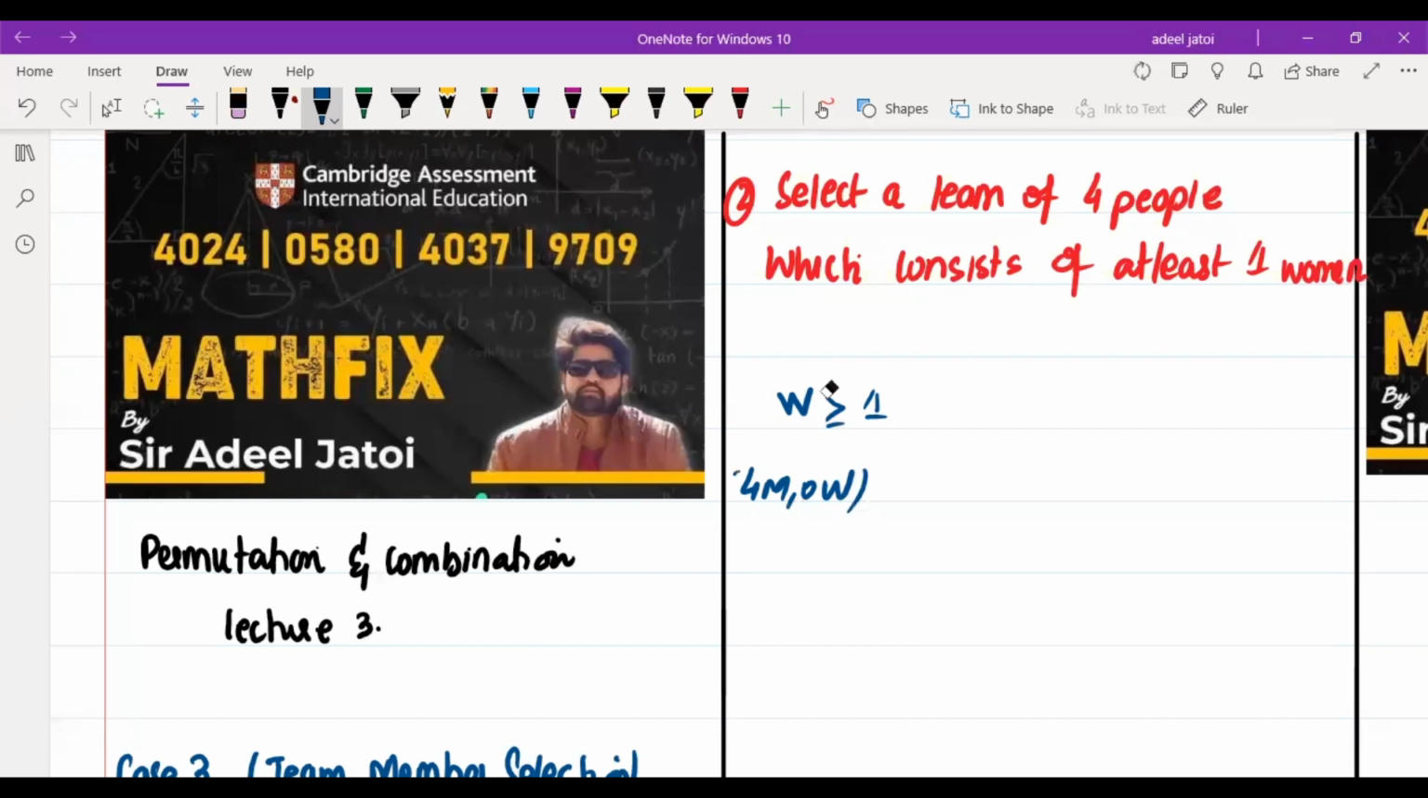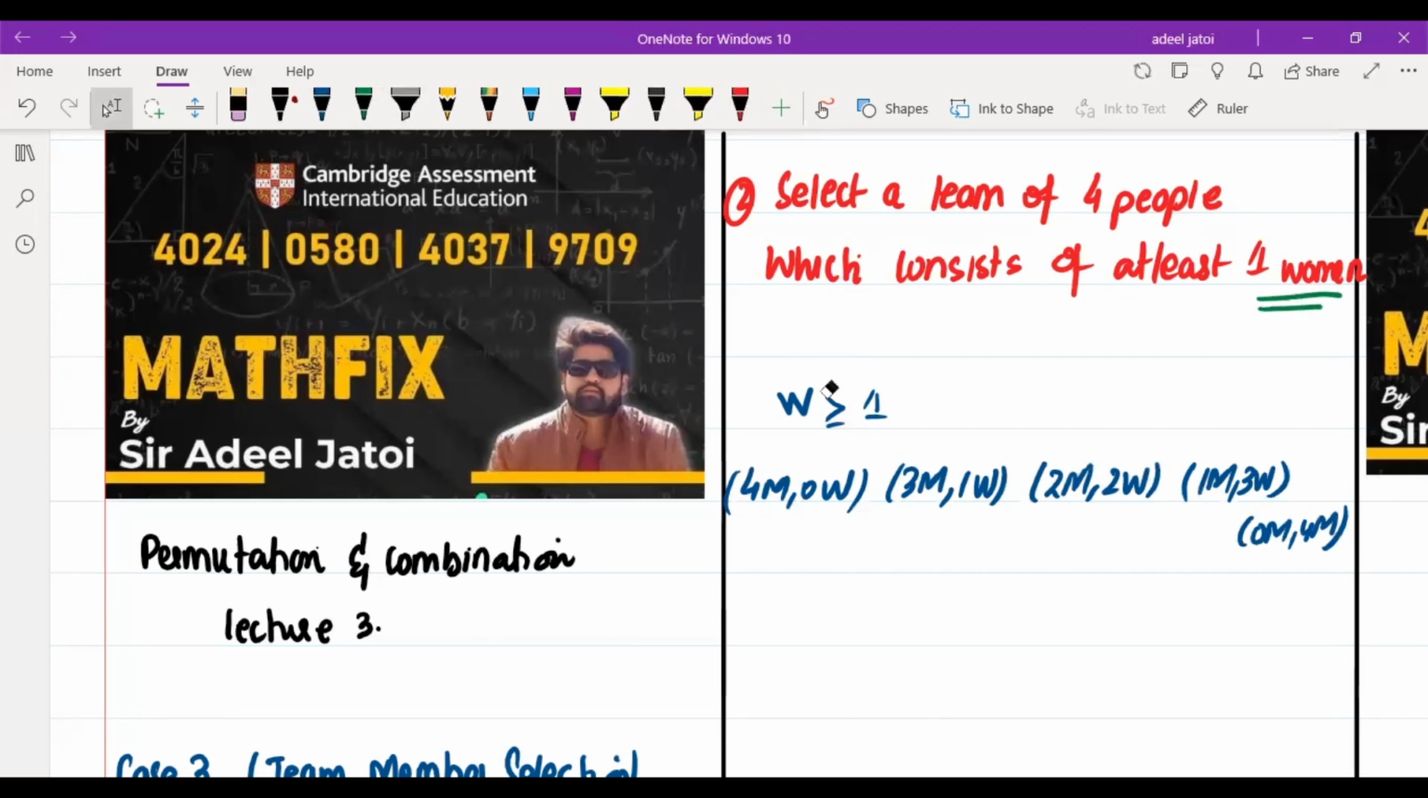We had the option of 3 men and 1 woman. We had the option of 2 men and 2 women. We had the option of 1 man, 3 women, and we also had the option of 0 men and 4 women. Now, when the question clearly says at least one woman, it means it can be 1, 2, 3, or 4, but it cannot be 0.